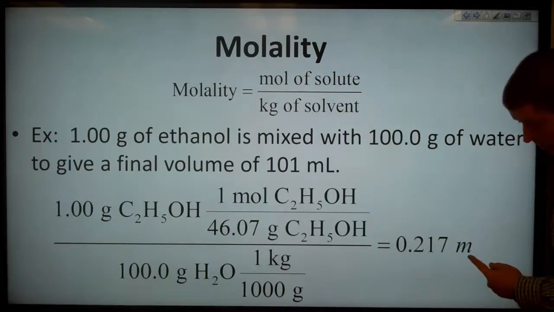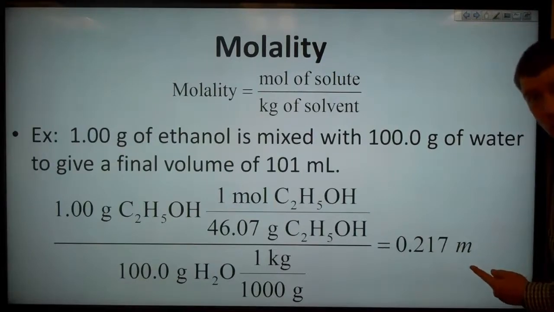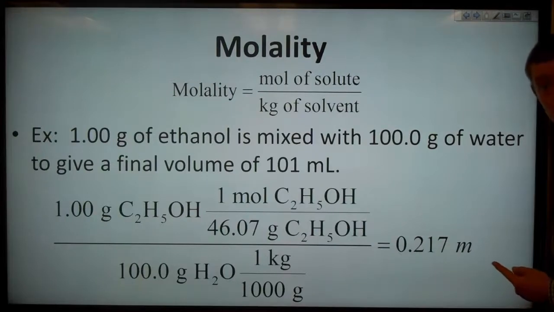Note here that molality is denoted with a lowercase m, whereas molarity was an uppercase M. So you need to be very careful when you're writing concentrations in molarity or molality, whether you're using an uppercase M for molarity or a lowercase m for molality.